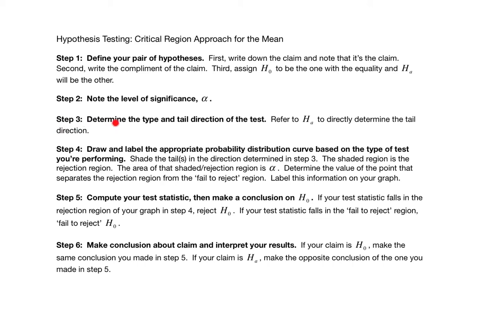Step 3, we need to determine the type and tail direction of the test. Recall that to find the tail direction of the test, you need to refer to H sub A, the alternative hypothesis. If in the alternative hypothesis you have mu is less than something, then you've got a left tail test. If you have mu is greater than something, then you've got a right tailed test. And if you have mu is not equal to something, then you have a two-tailed test.